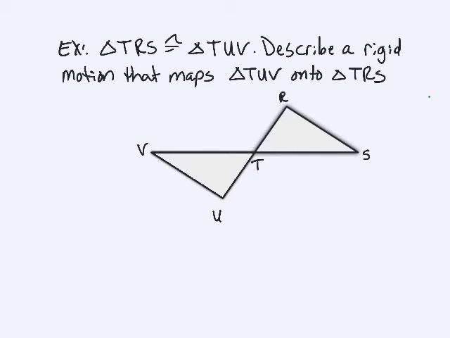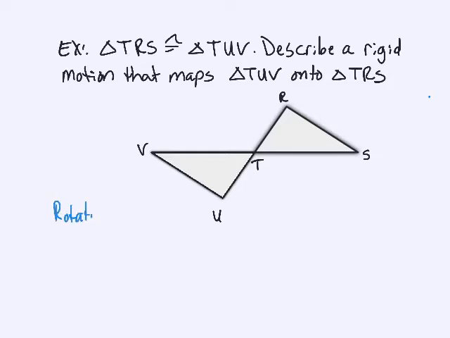Okay, in our next example, triangle TRS is congruent to triangle TUV. Again, we're going to describe a rigid motion that's going to map one to the other. We start with TUV and we go to TRS. So if we look here, this time TUV is clockwise, TRS is clockwise. So, not a reflection. In fact, it looks like it's going to be a rotation. If I take this and I rotate it around, V is going to map to S, U is going to map to R. Okay? So this is going to be a rotation.